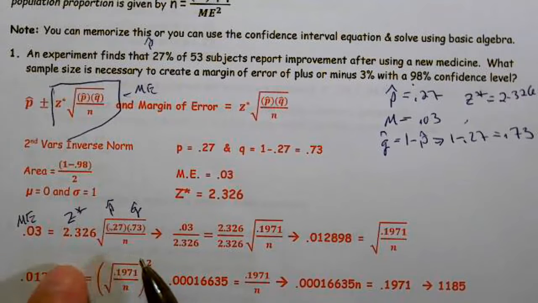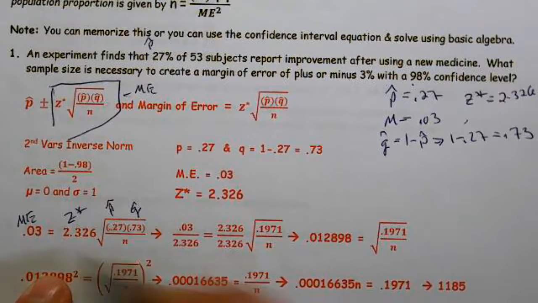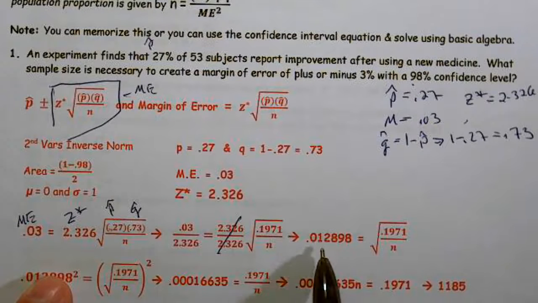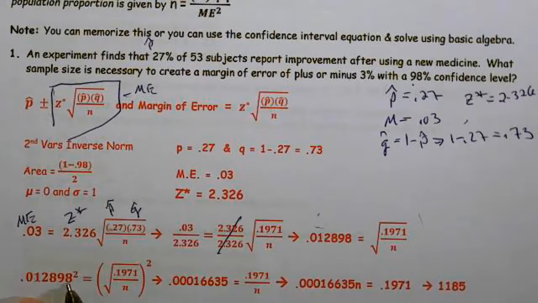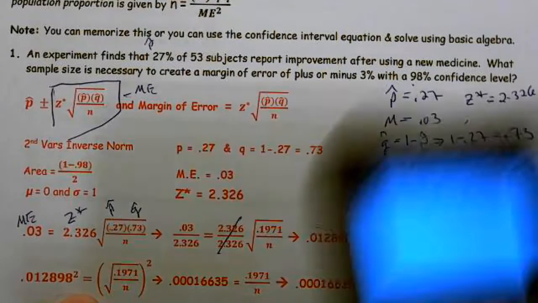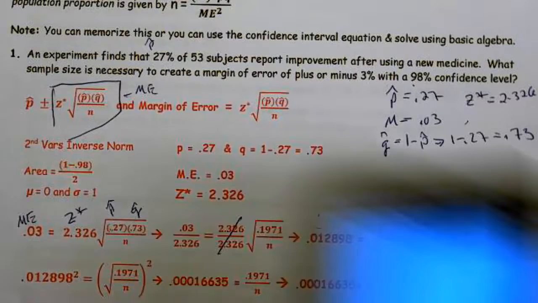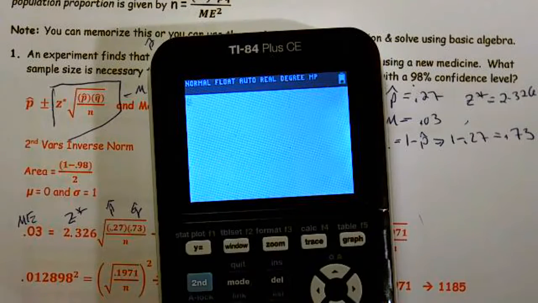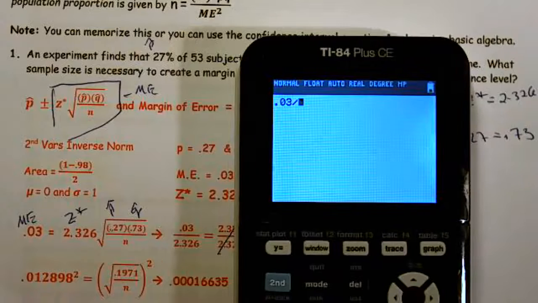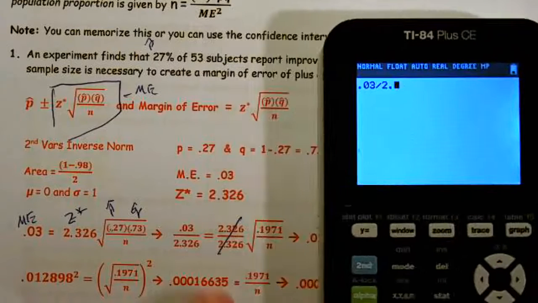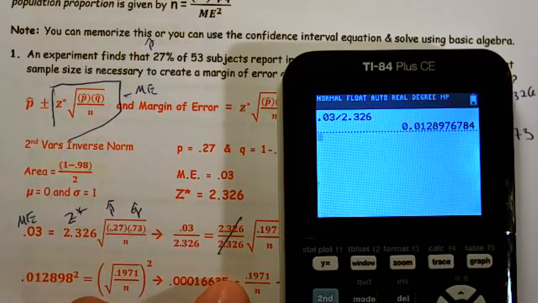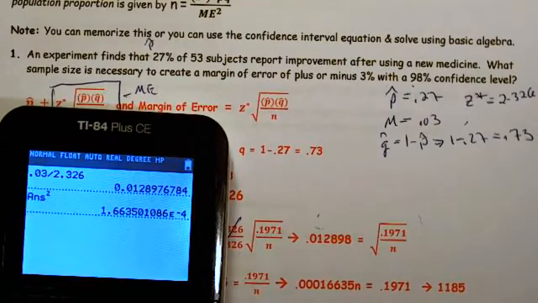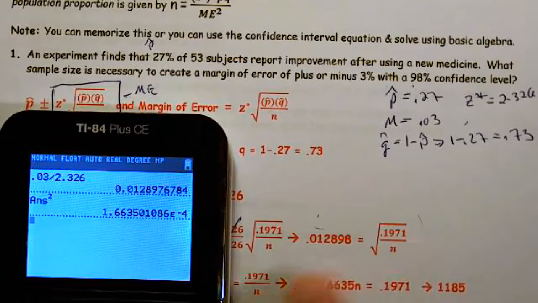Now what I end up doing is dividing both sides by 2.326. So that goes away, and that gives me this value here. And now to make everything easy, I square the entire thing. So this number gets squared and that number gets squared. All right, so 0.03 divided by 2.326, and I'm going to square that number. There it is. It's squared. When I square it, this comes off and I end up with 1971.